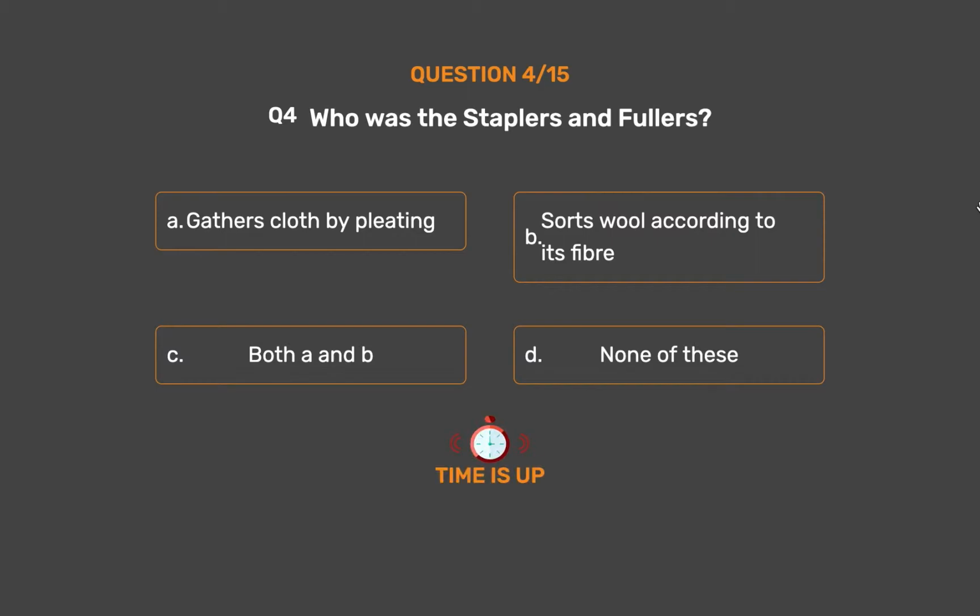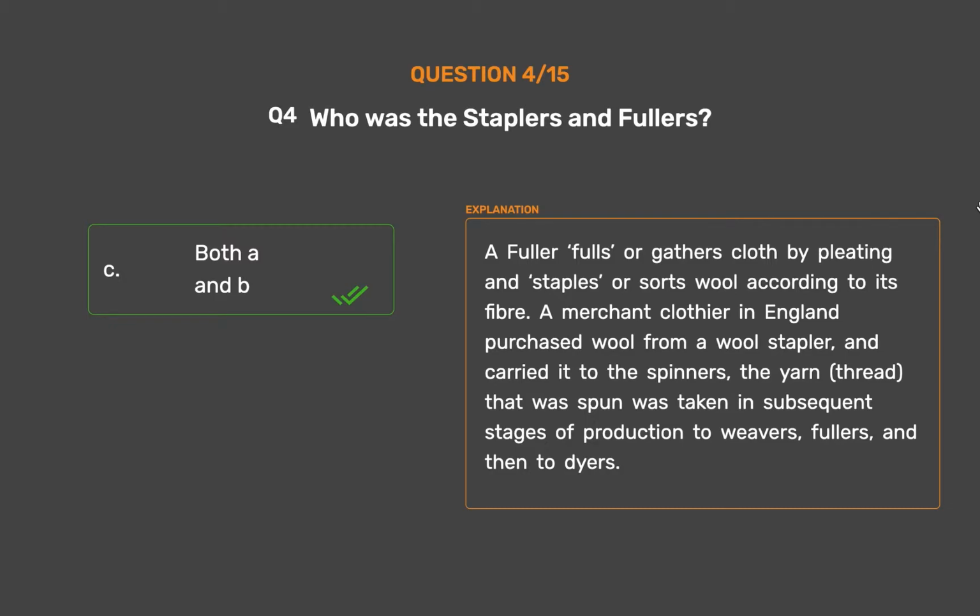The correct answer is Option C. Both A and B. A fuller fulls or gathers cloth by pleating and staples or sorts wool according to its fiber. A merchant clothier in England purchased wool from a wool stapler and carried it to the spinners. The yarn, thread, that was spun was taken in subsequent stages of production to weavers, fullers, and then to dyers.